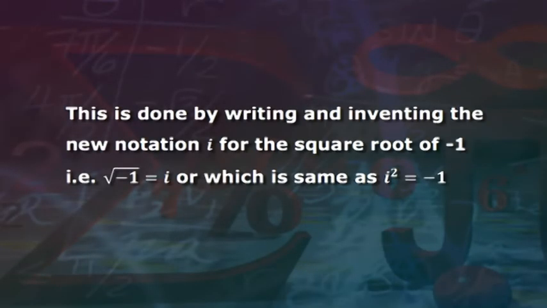from real numbers. This is done by inventing the new notation i for the square root of minus 1. That is, the square root of minus 1 is equal to i, which is the same as i square equal to minus 1. And then defining numbers a plus ib, where a and b are real numbers. These numbers are called complex numbers.